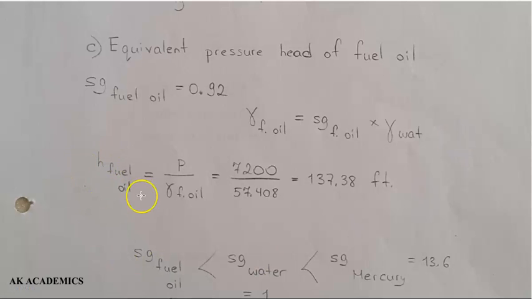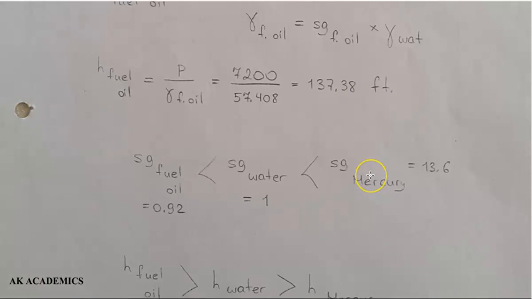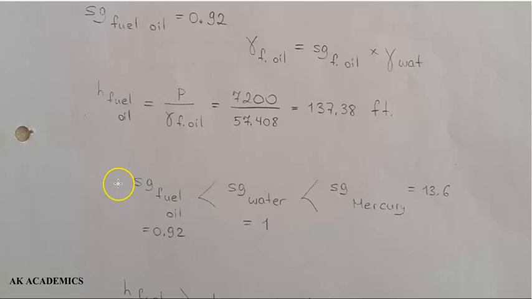Okay? So to find the height of fuel oil, it will be equal to the pressure divided by specific weight of fuel oil. We found the pressure initially to be 7,200. We found the specific weight of fuel oil as 57.408 using this particular expression. When you slot all those in and divide them out, you would obtain the pressure head of fuel oil to be 137.38 feet.